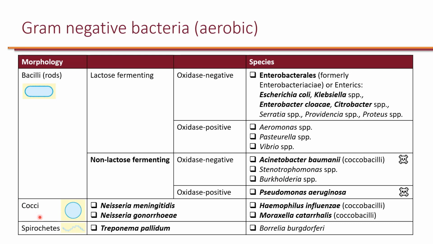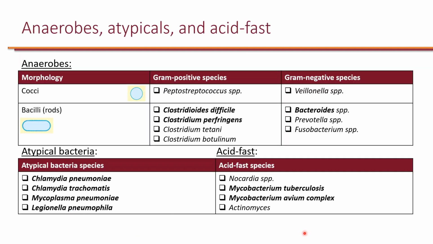And then for the cocci in the gram-negative group, we have Neisseria meningitidis, Neisseria gonorrhoeae, and then we have Haemophilus influenzae and Moraxella catarrhalis. These two are kind of between cocci and bacilli, so they're referred to as coccobacilli. The shape under the microscope is between a circle and a rod. And then spirochetes, which essentially look like a spring. We have a couple of them: Treponema pallidum, as well as Borrelia burgdorferi.